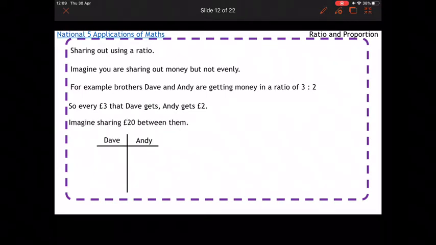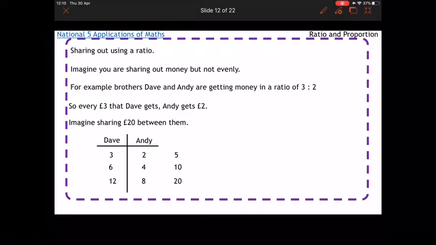So if I make a table, just like I've done before, with Dave and Andy: if Dave gets 3 and Andy gets 2, that would be £5 altogether. If I doubled that and gave Dave 6, I would give Andy 4, which is £10 altogether. So to share £20, I give Dave 12 and give Andy 8, and there'd be 20 altogether. That's how you would share out that money.